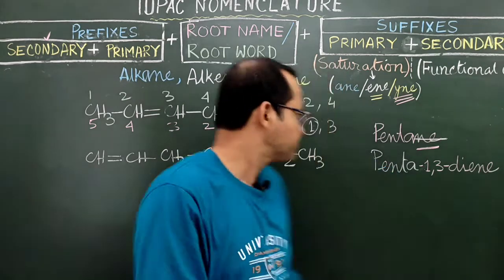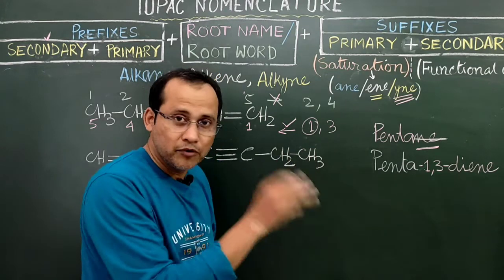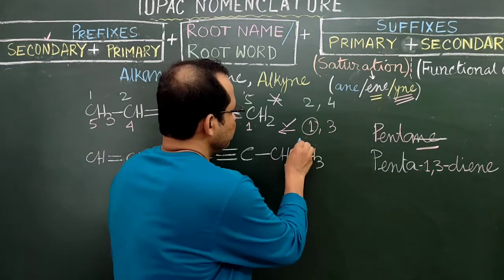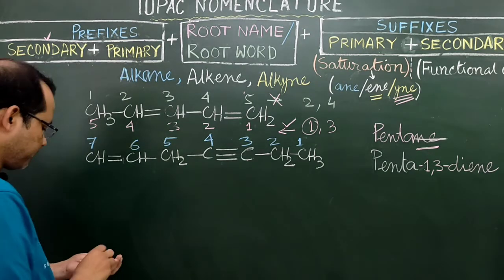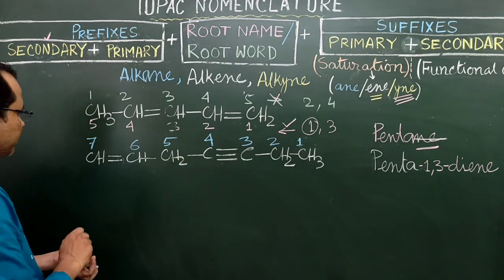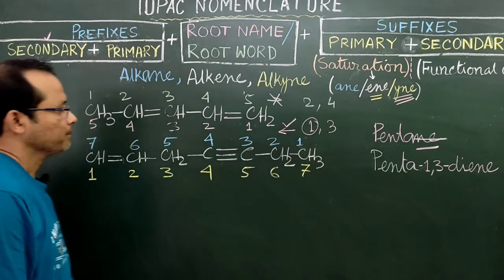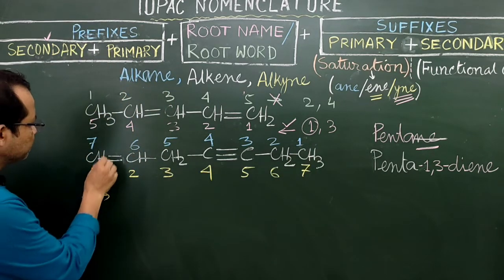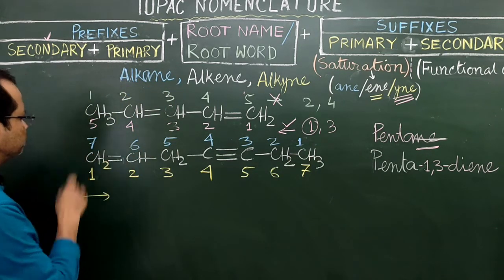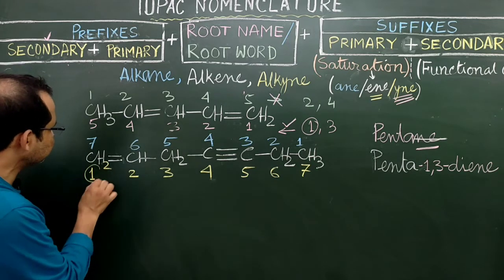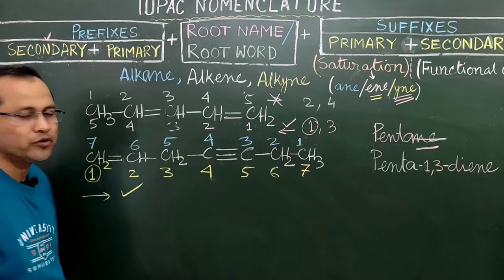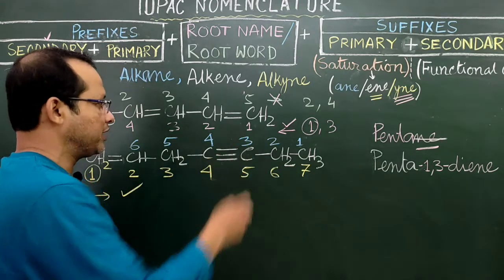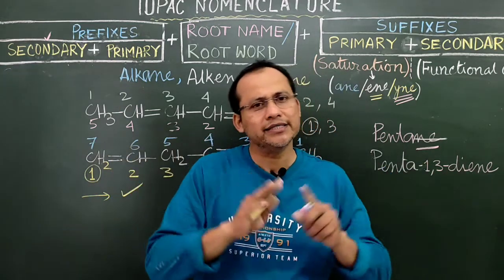So let's see. If we move from the right, then it will be this, and if we move from the left, then the numbering will be this one. Now this will be CH2. Since this is getting the lower number from the left side, that will be the correct way of giving the number to the carbon atoms. The numbering is done.